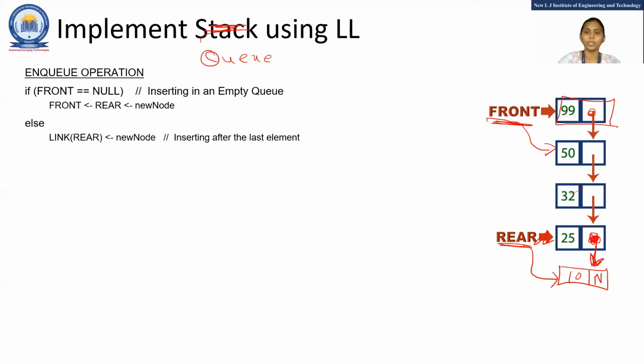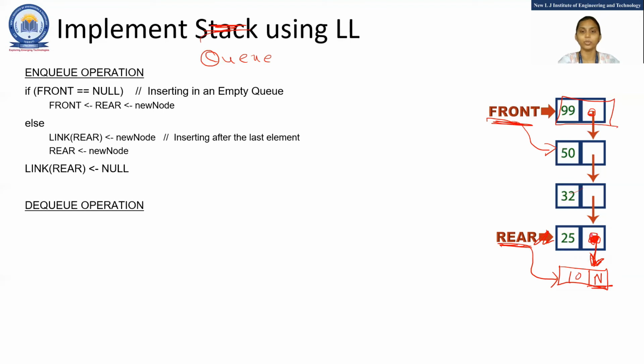And now I want to update my rear pointer. For the updation of the rear pointer, what line should I write? Rear would point to the new node. Yes or no? As the linked list's last node must have a link to null, this thing I need to add at the last.